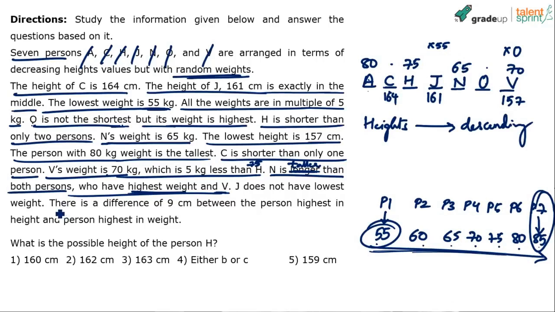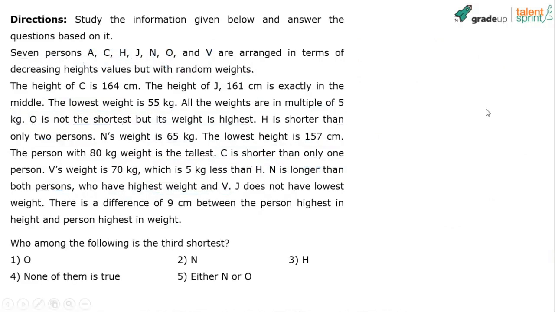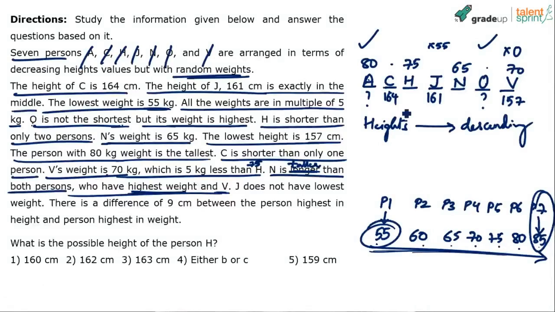He says there is a difference of 9 centimeters between the person highest in height and the person highest in weight. Who is the person highest in height? A. And who's the person highest in weight? O. So basically, between A and O the difference is 9 centimeters. But I know neither the height of A nor the height of O. So I think this statement is useless. This statement cannot be used.